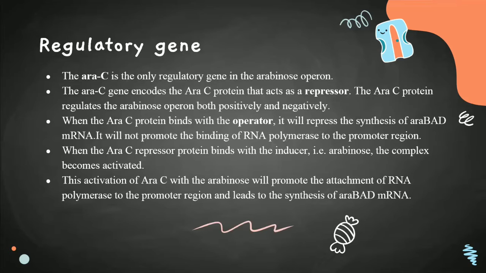Coming to the regulatory gene. araC is the only regulator gene in the Arabinose operon. The araC gene encodes for the AraC protein. This AraC protein acts as a repressor. It will bind with arabinose, and this AraC protein can regulate the Arabinose operon both positively and negatively. We'll see about it in the regulation.